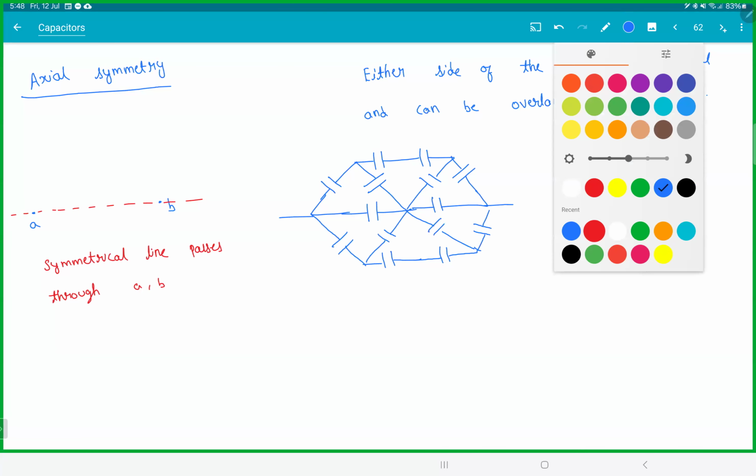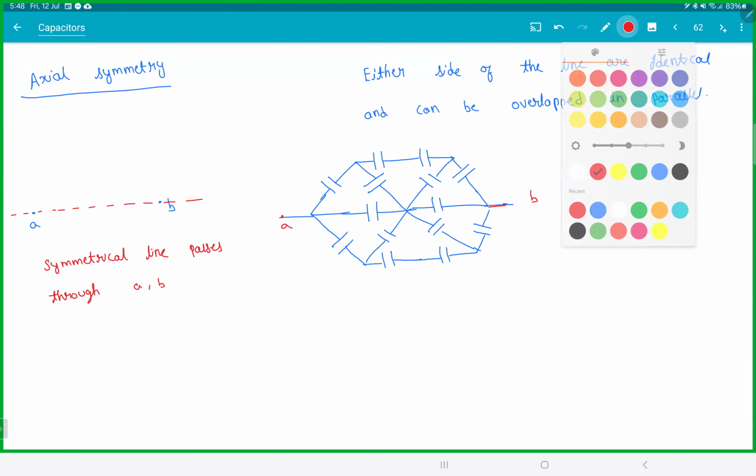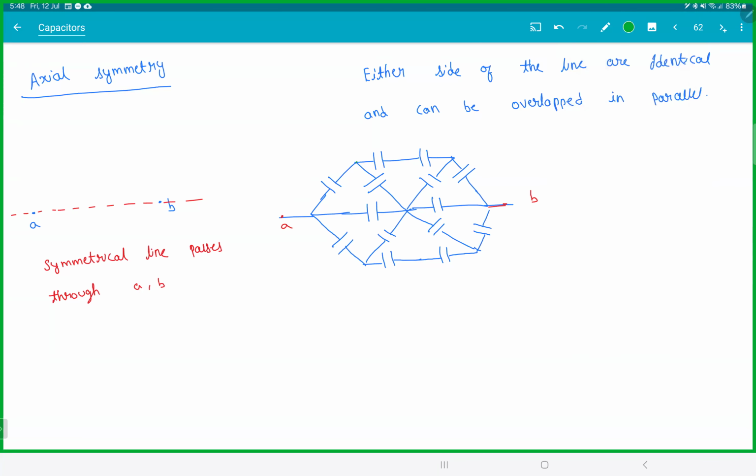Now you can clearly see here, this is A and this is B. The up and bottom are identical. So you can clearly notice here, look at this thing. This point here, if I call C, this point is also C. If I call this point D, then this point is also D. Do you agree?